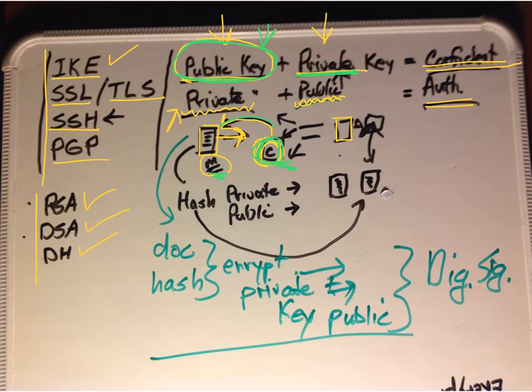Now, if we want to verify that the message came from me, I'll use another color. I could take the message and hash it, and then encrypt it with my private key, and then send my public key along with it. You get it? That will authenticate it, because nobody else could encrypt it with this private key.